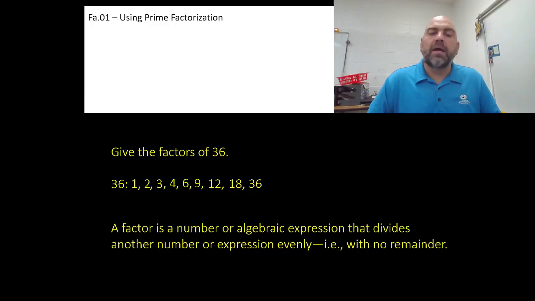So in summary here, a factor is a number or algebraic expression that divides another number or an expression evenly. In other words, no remainder. So all of those numbers there, 1, 2, 3, 4, 6, 9, 12, 18, and 36, you can divide evenly into 36. So those are all going to be factors of 36.